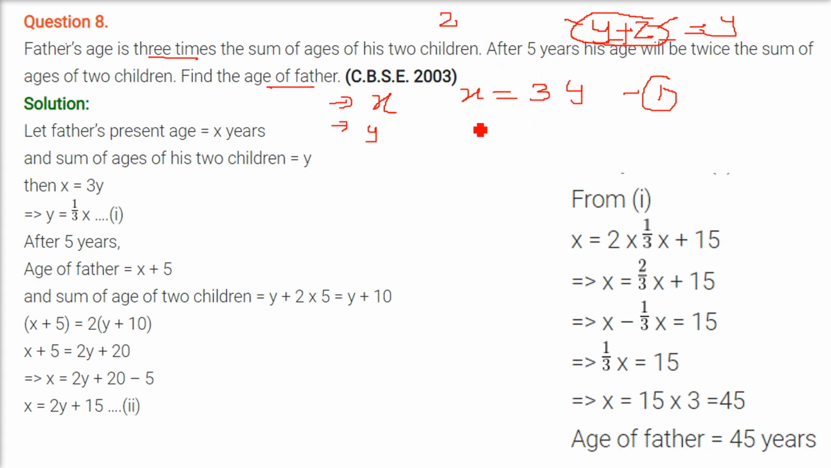So after 5 years, x will be 5 years elder. But what about this y? Y consists of 2 children, one this one and one this one. So he will also be 5 years elder and he will also be 5 years elder. So we have to add two 5s. That is, for y, we cannot just add plus 5. We have to add 10, that is 2 into 5, one for this kid, one for this kid. So we are adding y plus 2 into 5, that is y plus 10.